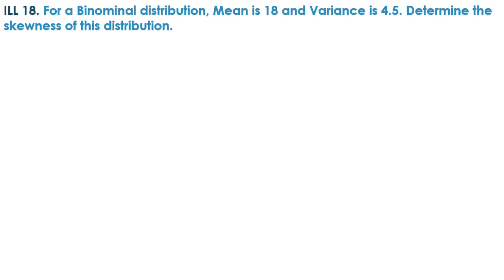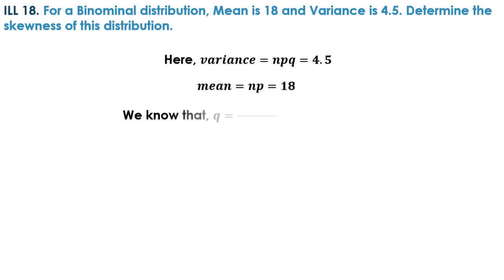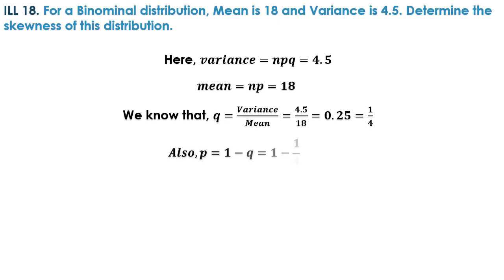So we have the mean and the variance. Variance is actually npq and mean is np, and we know that q is variance upon mean, that is npq upon np, that is 4.5 upon 18, that is 1 upon 4. So if we know q, we can calculate p, that is 1 minus q, that is 1 minus 1 upon 4, 3 upon 4. Now we know that 3 upon 4 is greater than 1 upon 2. That means p is greater than 1 upon 2.